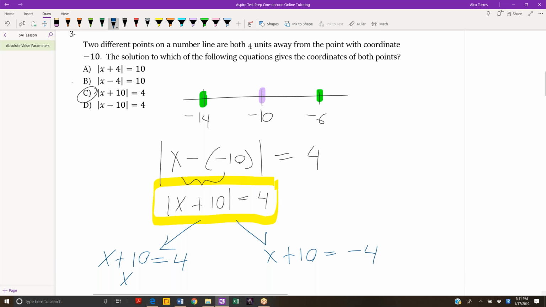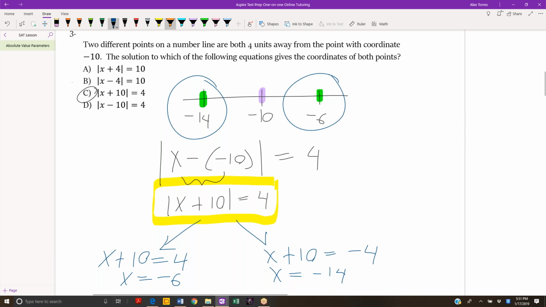And what two answers are we going to get? Take away 10 from both sides, -6. Take away 10 from both sides, -14. So surprise, surprise, the exact two numbers that we originally had here. So we kind of checked our answer by showing this example here.